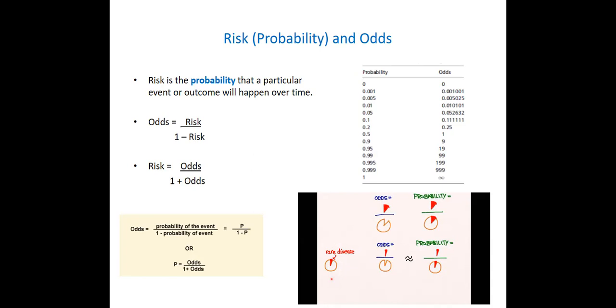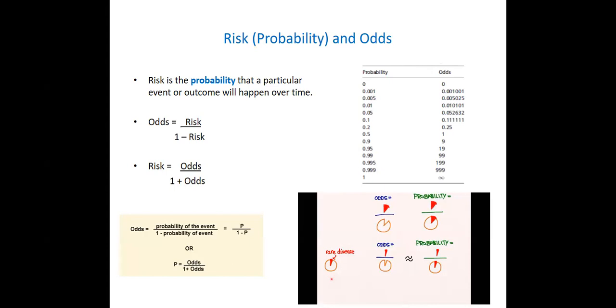I'm in a lecture. So risk is the probability that a particular event or outcome will happen over time. So you just know that risk is probability. But one thing you will now know is that the odds we are talking of is closely related to risk. Odds is risk over one minus risk. That is, if risk is probability, odds is probability over one minus probability. One minus probability, or one minus risk, is the probability that the event will not happen.